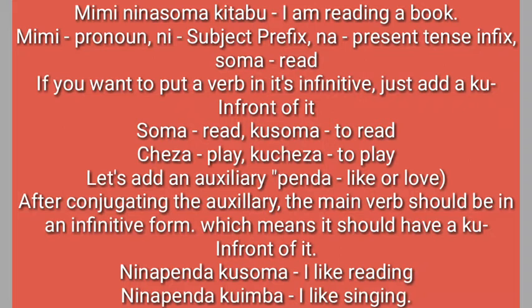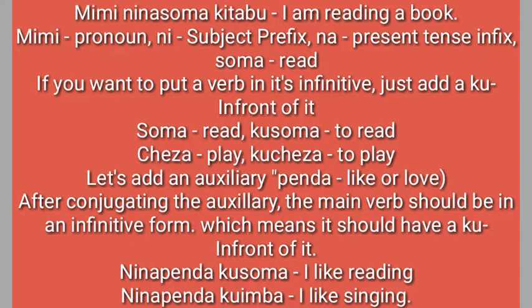Kitabu is a book. If you notice something, Swahili doesn't have articles like a. So like saying a book, you'll just say kitabu in Swahili. Kitabu is book and a book at the same time. So that's how Swahili goes. Okay, so mimi is the pronoun, ni is the subject prefix, na the present tense infix, and soma is read.